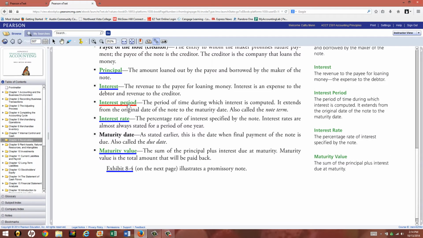Interest period is the time. If it's a 90-day note, then that would be the interest period. And then the interest rate, of course, you will be given that in the problems. Maturity value is the principal amount plus the interest. So if test questions ask you for maturity value, they're not wanting to know just the interest. They're wanting to know the principal amount plus the interest. That's what's going to be due when this note matures.